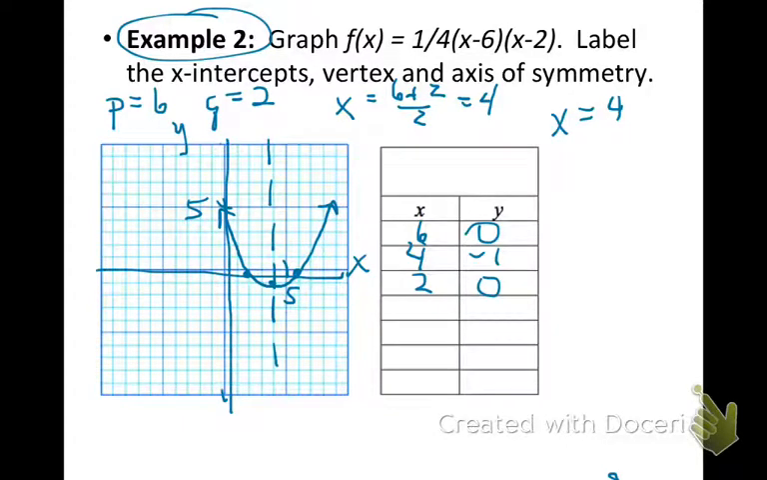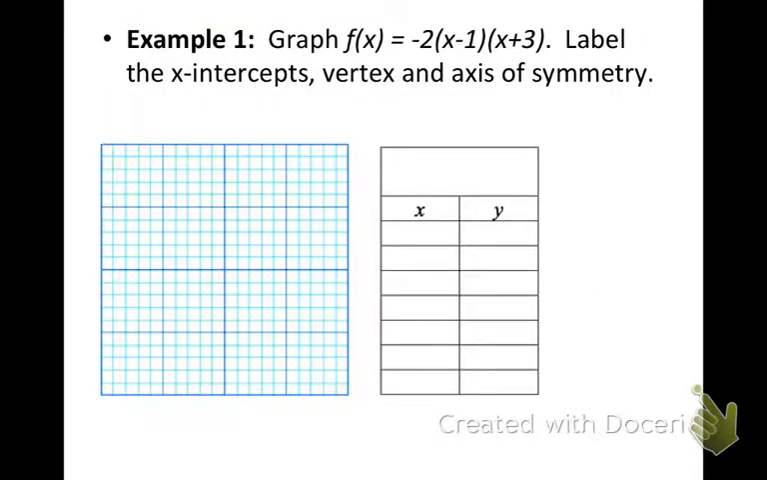Now my directions don't say to talk about the domain and range, but let's go ahead and do that like we've done before. So the domain is anything we can plug in for x that will give us real number outputs, and we can put any real number in. The range, however, is limited. Remember, we look at the y value of the vertex, which is -1. Since it opens up, my y values are going to be greater than or equal to -1. And that's how you graph in intercept form.